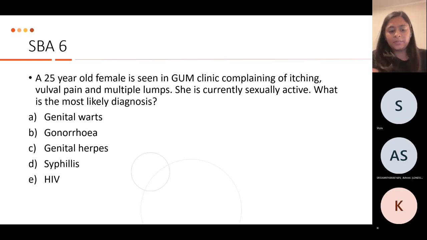So next one, 25-year-old female again. She's seen in gum clinic. She's complaining of itching, vulval pain, and multiple lumps. She's sexually active, so what's the most likely diagnosis?